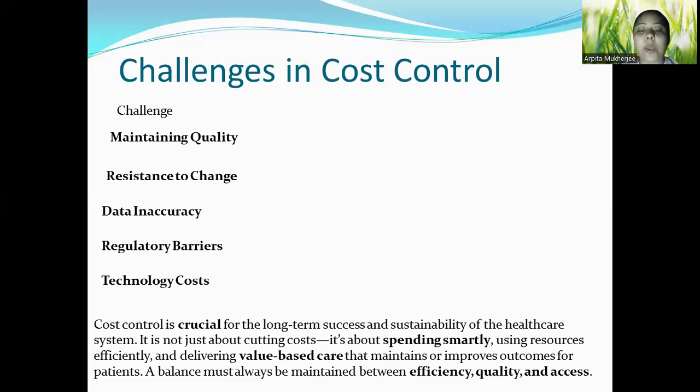Data inaccuracies, where poor data leads to bad financial decisions. Regulatory barriers, where legal constraints may limit cost control options. And technology cost, where some solutions like EHR are costly to implement despite long-term savings. So we have to think about the long-term savings rather than short-term expenses.